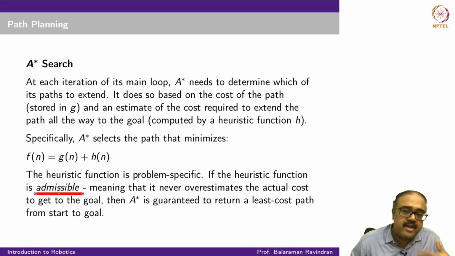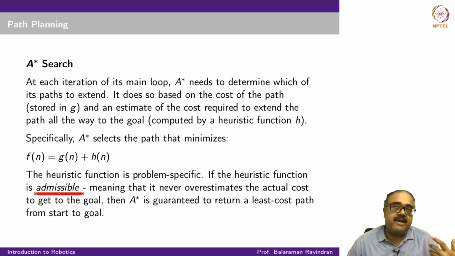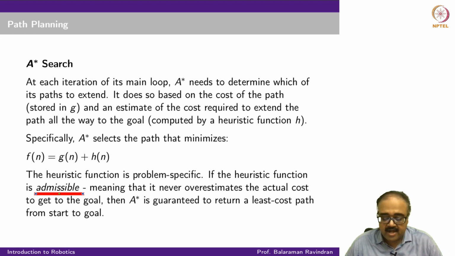Because that means you will explore it anyway, since you think it's a better path than what it actually is. But if you think it's worse than what it actually is, there's a small possibility that you might never explore it, and therefore you might not get the least cost path. You might not get the optimal path to the goal. So since you don't want to miss the optimal path to the goal, we assume that your heuristic is admissible.